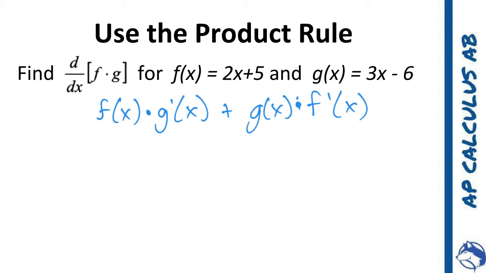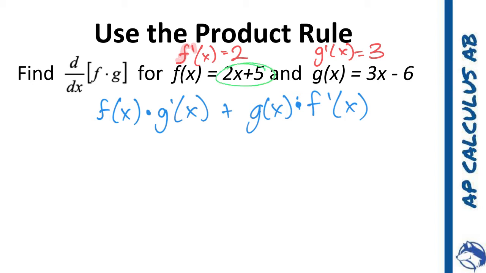And then my next step is I would just say that f prime of x is equal to, well, the derivative of 2x plus 5, that's going to be just 2. And g prime of x is the derivative of 3x minus 6, which is just 3. So now it's basically just a game where we plug in the pieces.